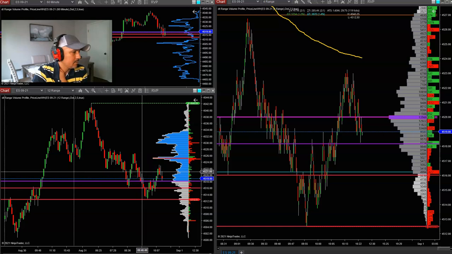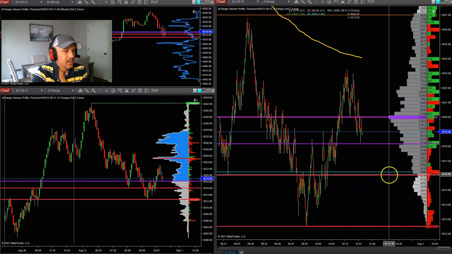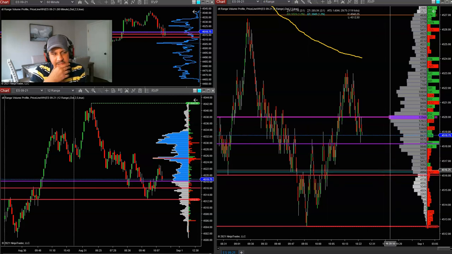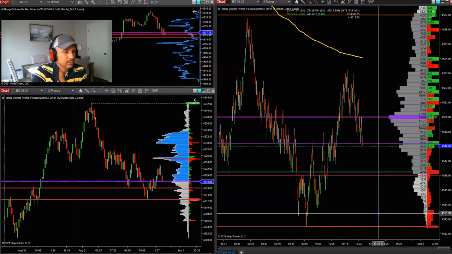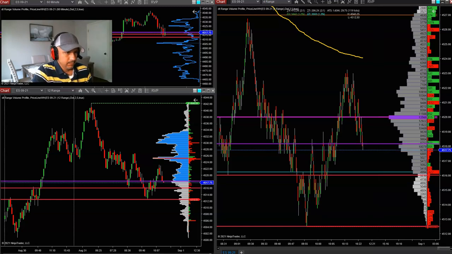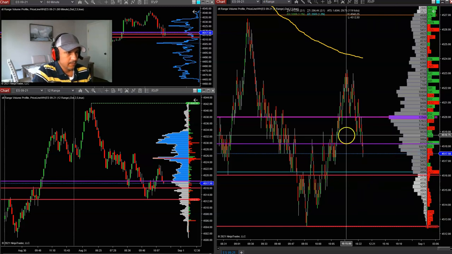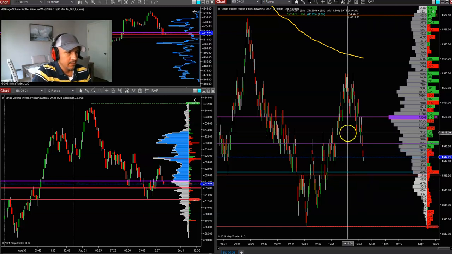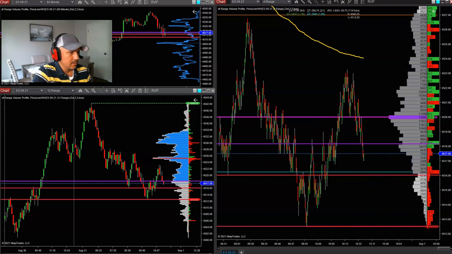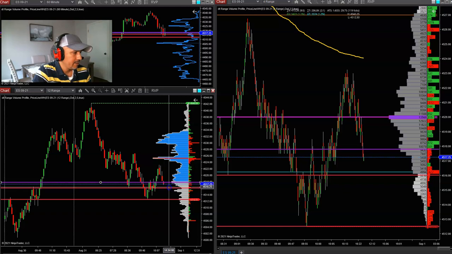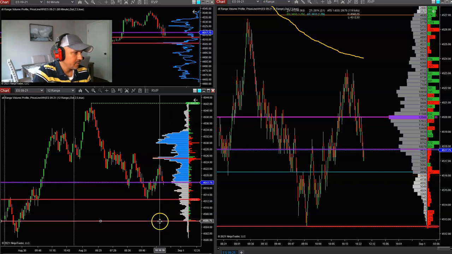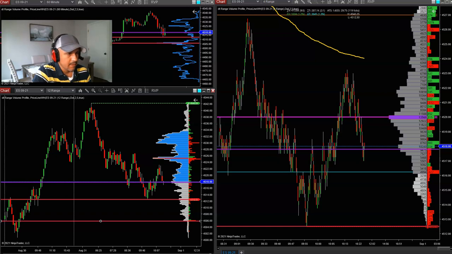Well, yeah, it's just too close around the point of control. I don't like this area. Okay. This would be a potential area down here. Move this line out of the way. Okay.